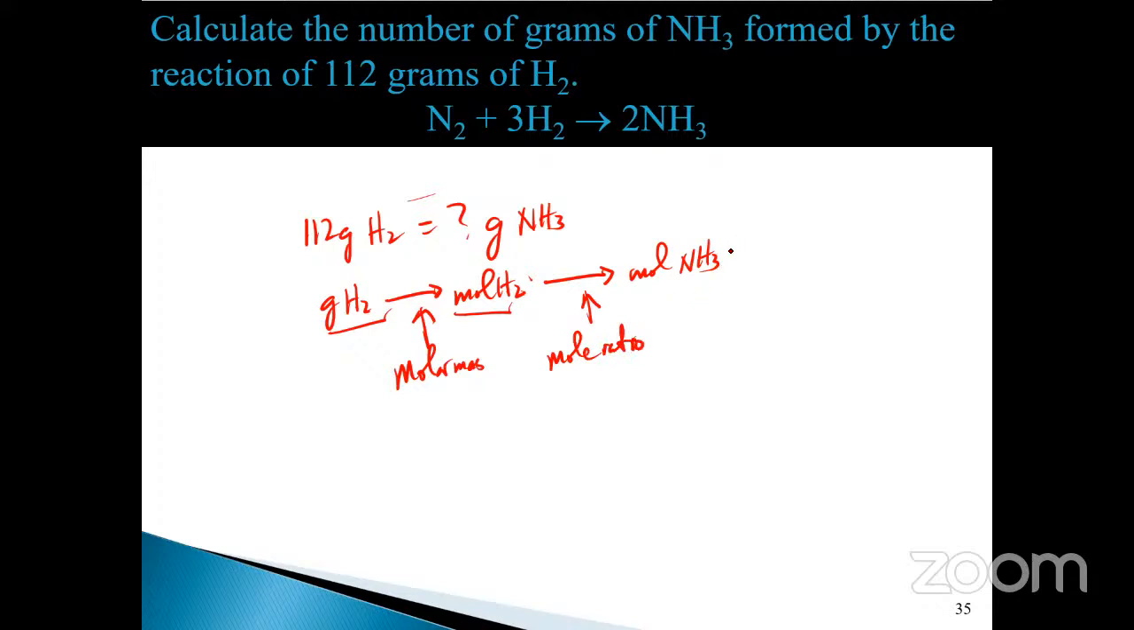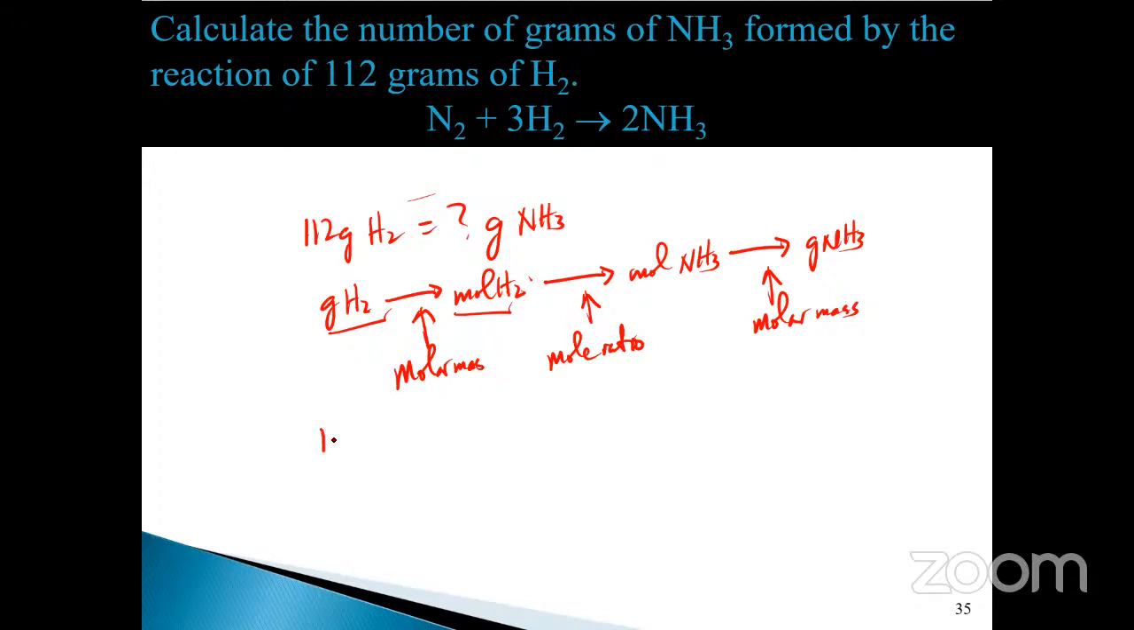And then now to get from moles of ammonia to grams of ammonia, you're going to need a molar mass of ammonia. Molar mass. All right? So in other words, you're going to need 3 conversion factors in series. One to do the first conversion from grams to moles, the second to do the conversion from moles of hydrogen to moles of ammonia, and then the third conversion factor is where you convert the moles of ammonia to grams of ammonia.